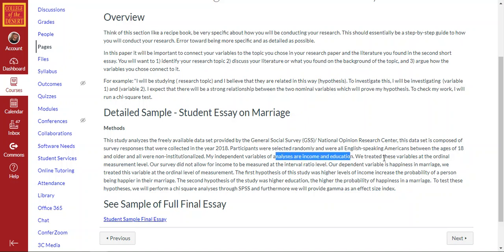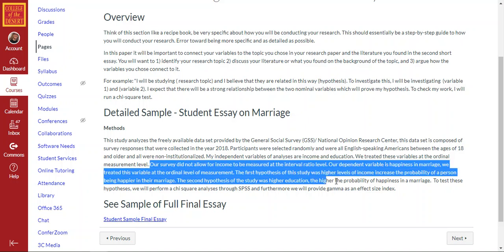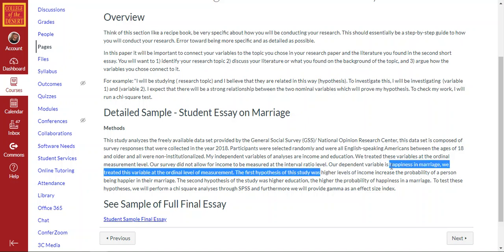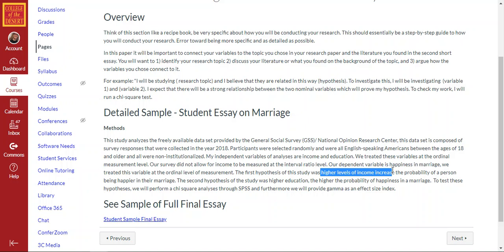Treated these variables at the ordinal level of measurement. Our survey did not allow for income to be measured at the interval ratio level. Our dependent variable was happiness in marriage. We treated this variable as ordinal level. The first hypothesis of the study was that higher levels of income, so here's one variable, increase the probability of a person being happier in marriage.